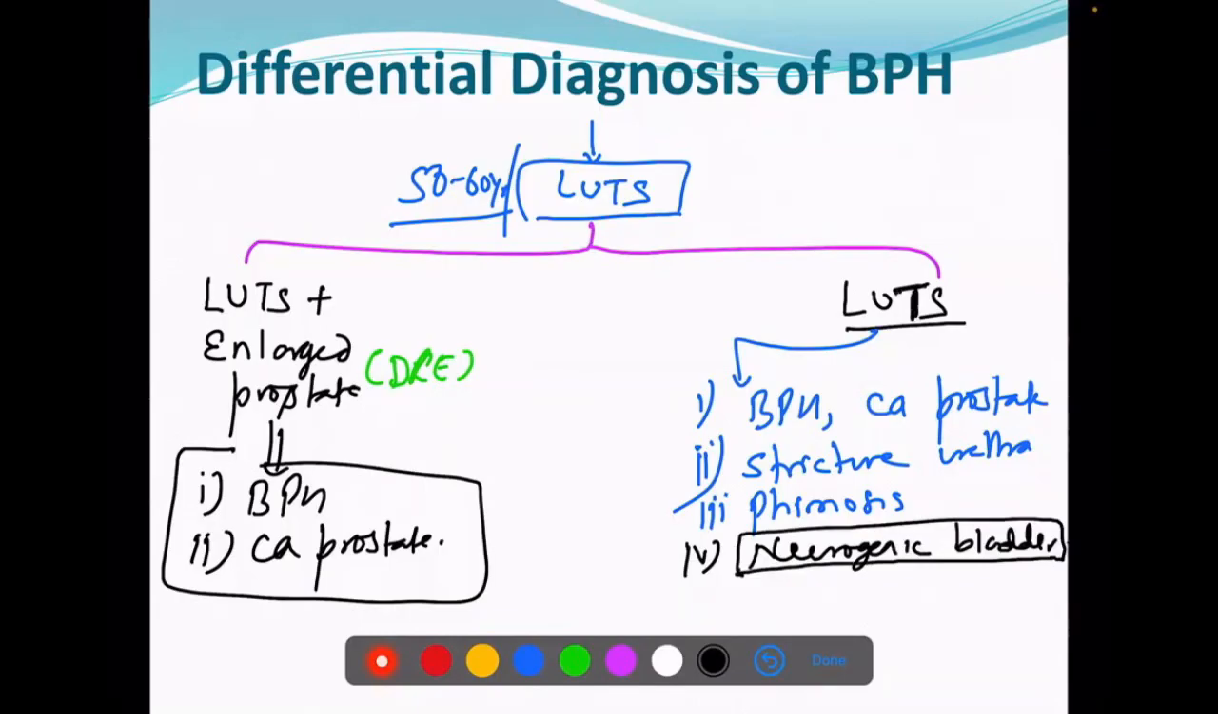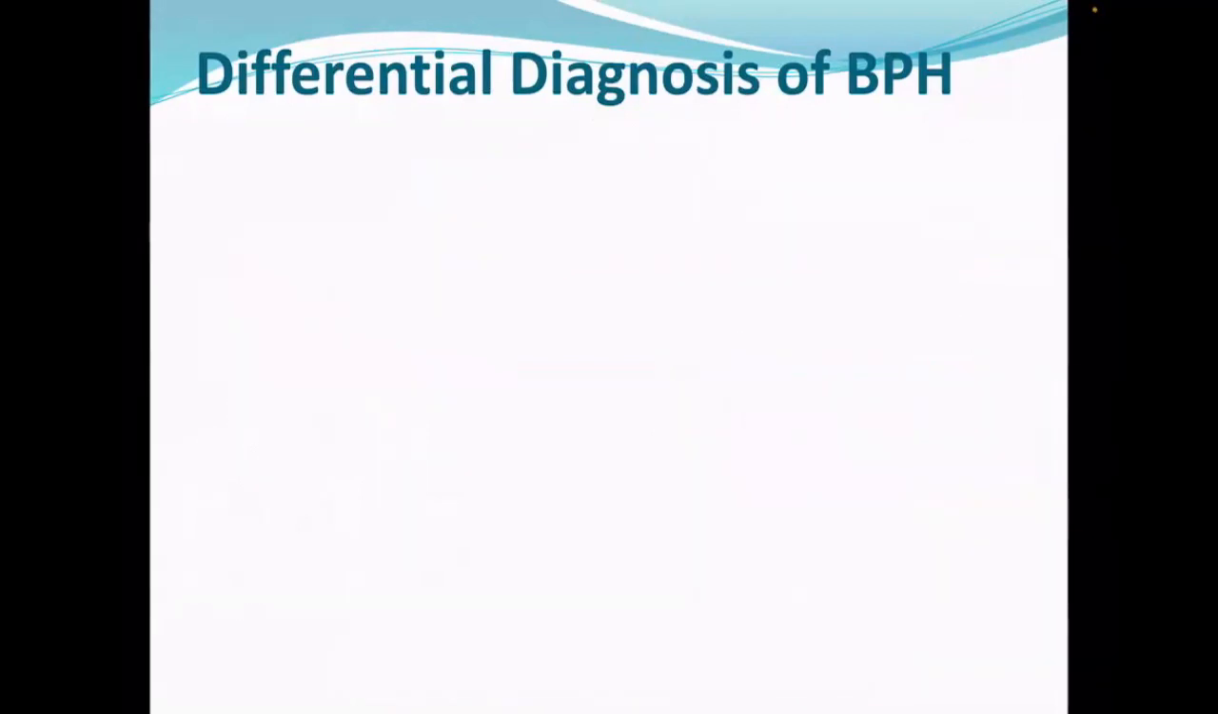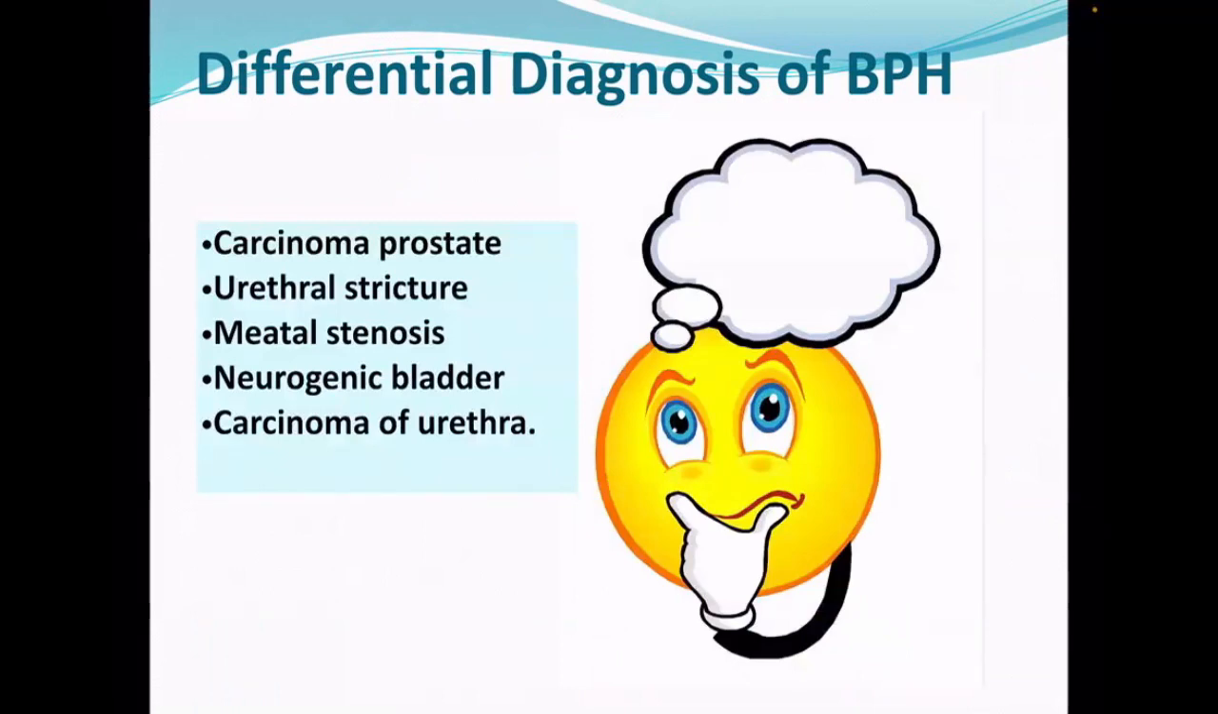So if you get a patient with LUTS and on DRE, if you find enlarged prostate, think about these two causes first. But sometimes you may not be able to appreciate the enlargement of prostate. You are not that much trained. Then you have to think these DD, that is the DD will be increased if you are not able to differentiate enlarged or not. In short, I can say these are the differential diagnosis of BPH.